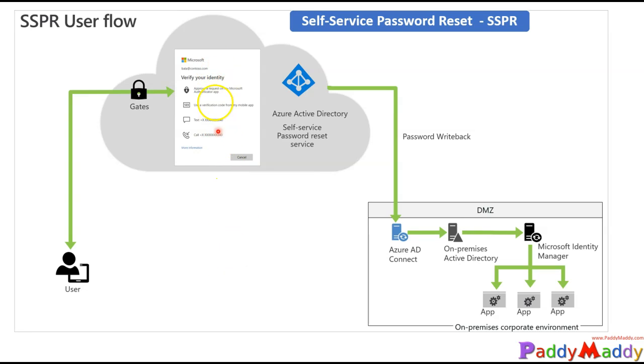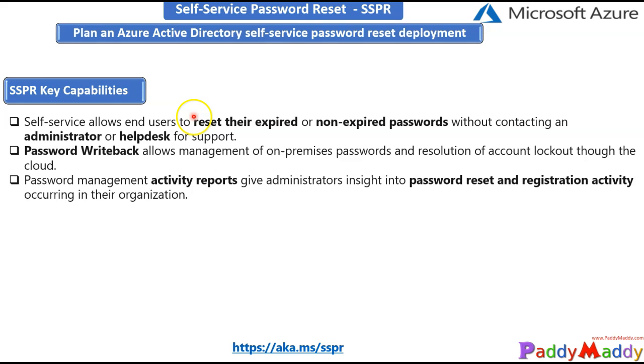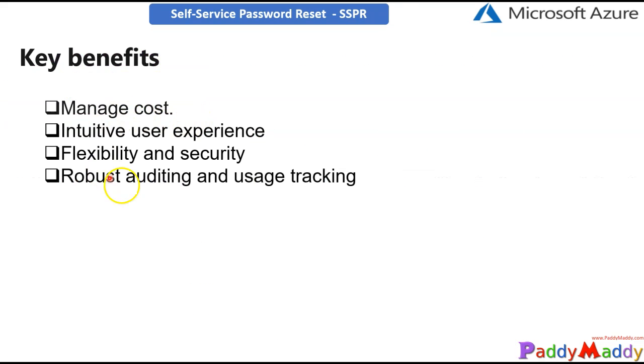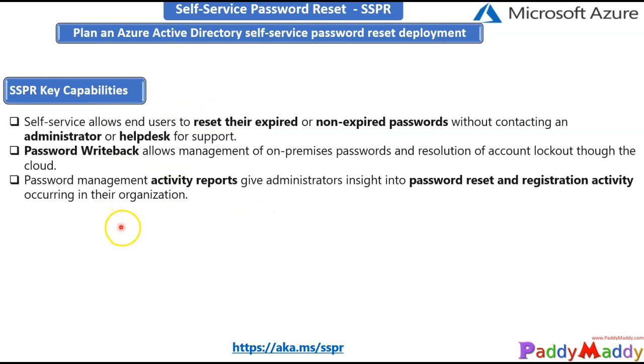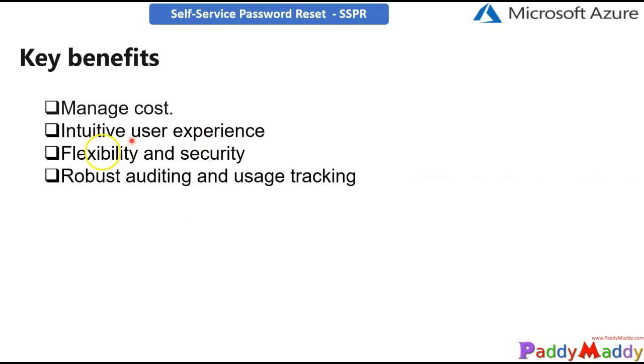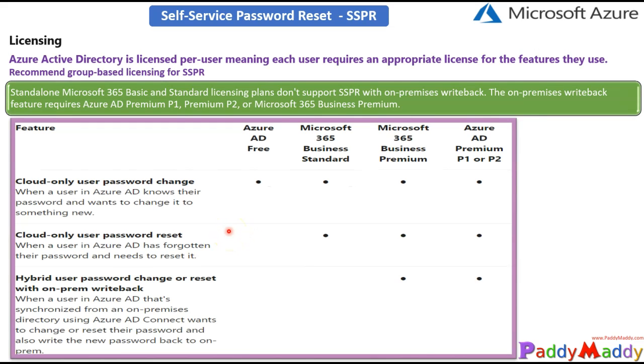So we give them one or two different options. If that one or two option is successful, then only we will allow them to change the password. That's how it's going to work. And you do have the complete reports, which will be very useful in terms of auditing and user tracking also. Let's come back to the licensing part.